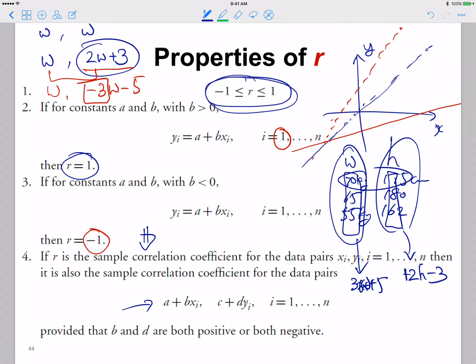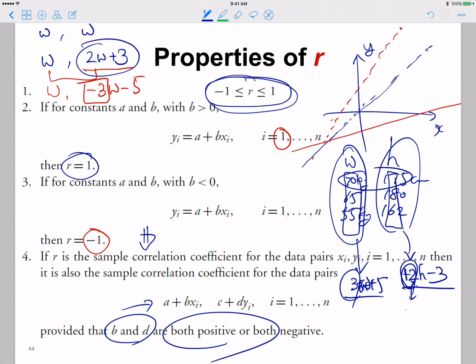But here they should have the same sign. So for these signs in these transformations, if they have the same sign, then the sign of the correlation coefficient will not change. But if we change this one into negative 2, in this case we are actually reversing their patterns.